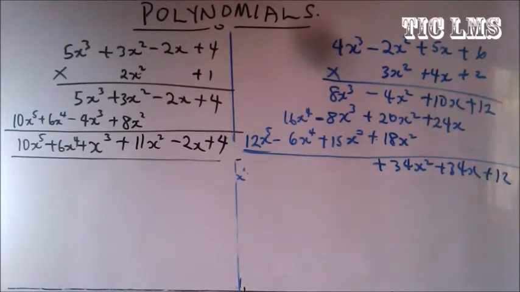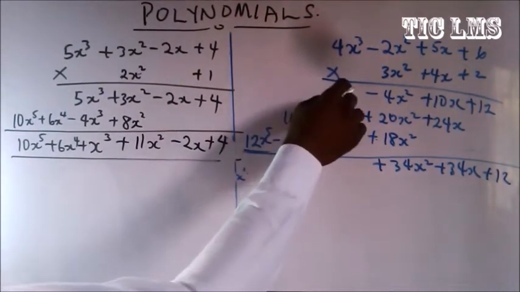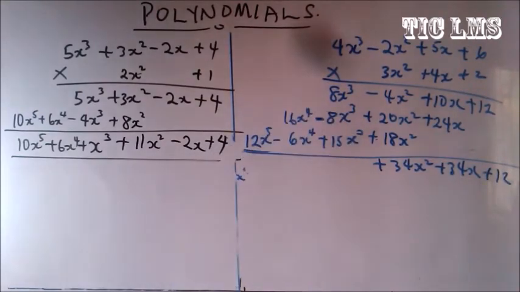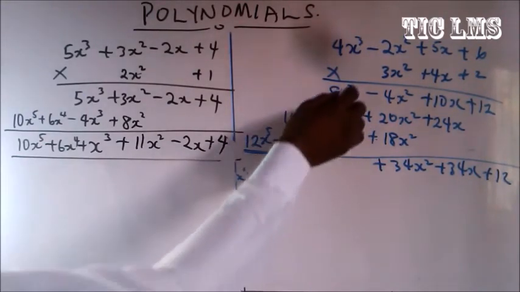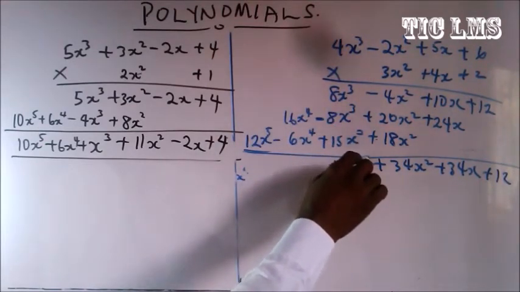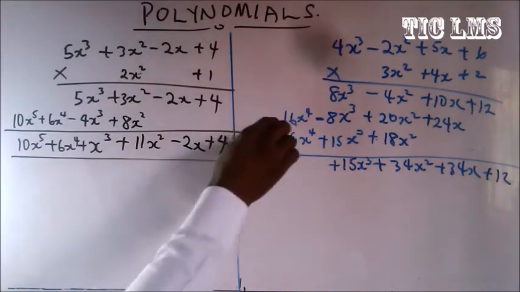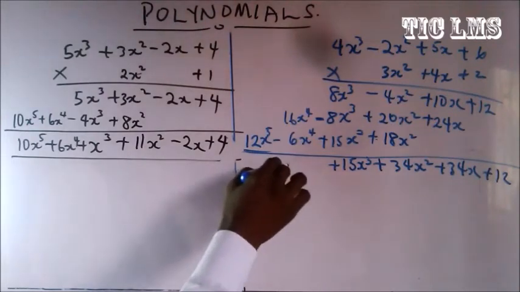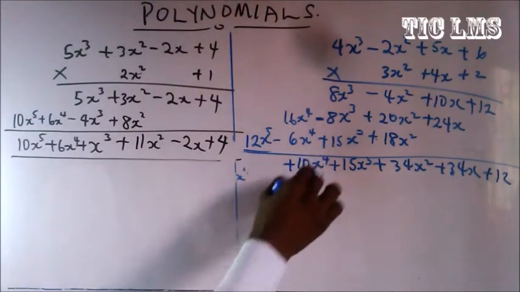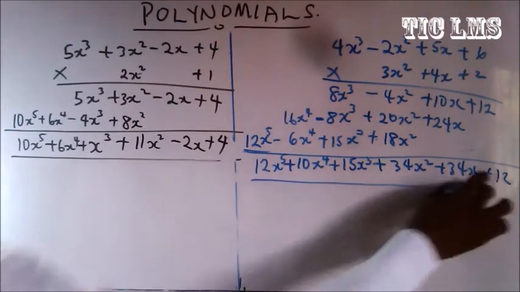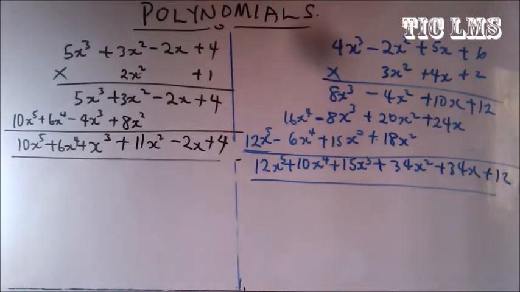Next, we have 8x cubed minus 8x cubed plus 15x cubed. Now 8x cubed minus 8x cubed, that cancels out, that's 0. And so we are left with plus 15x cubed. Then 16x raised to power 4 minus 6x raised to power 4. Here we have plus 10x raised to power 4. And then we have 12x raised to power 5. So we have succeeded in finding the product of two polynomials.